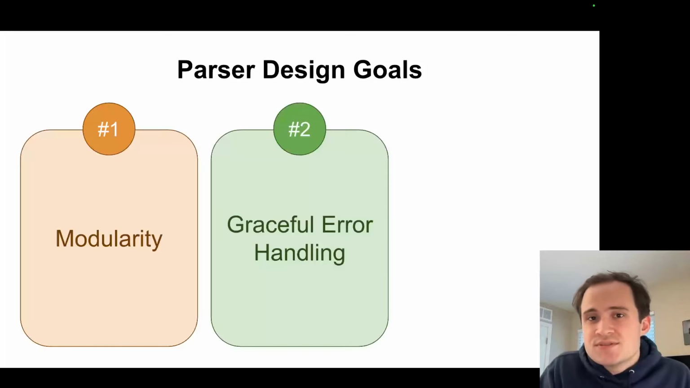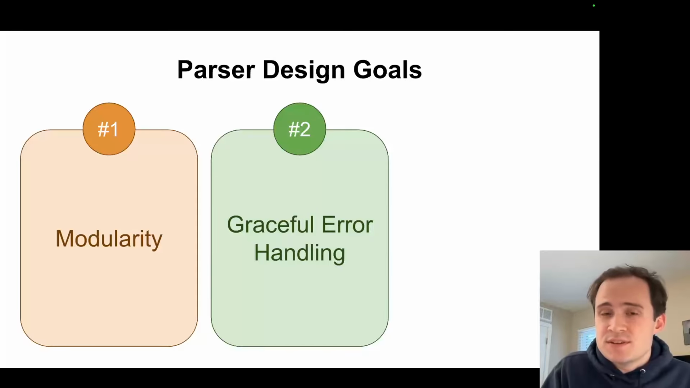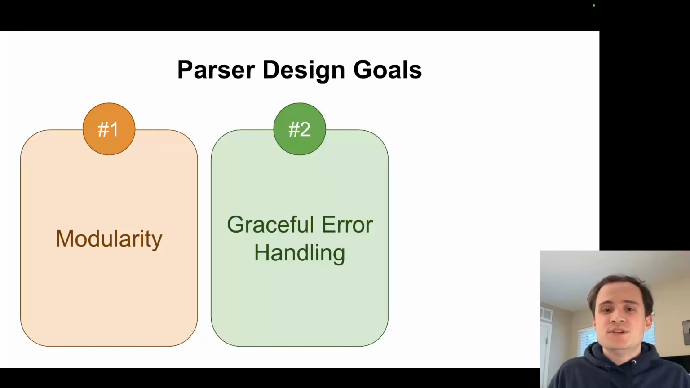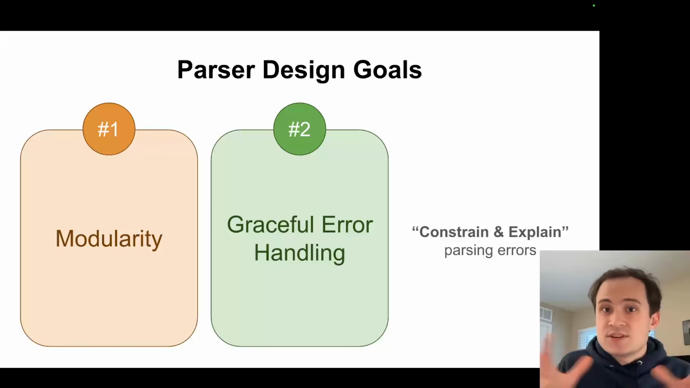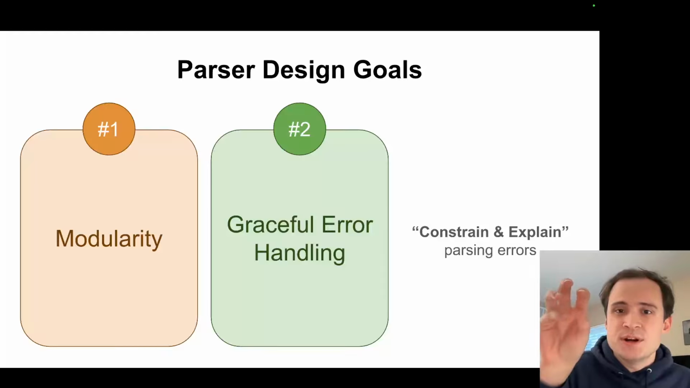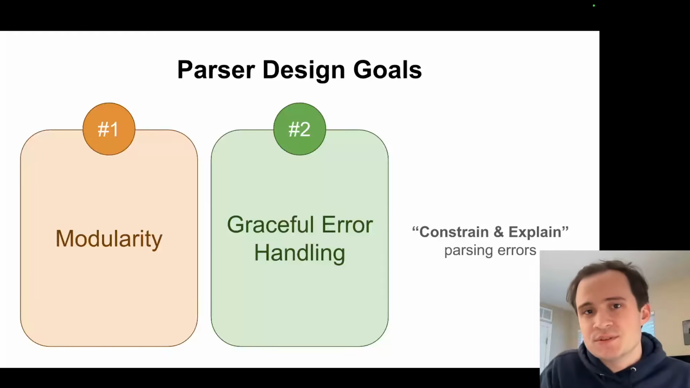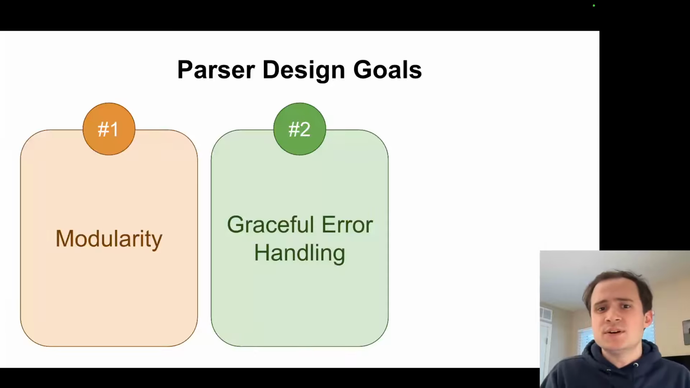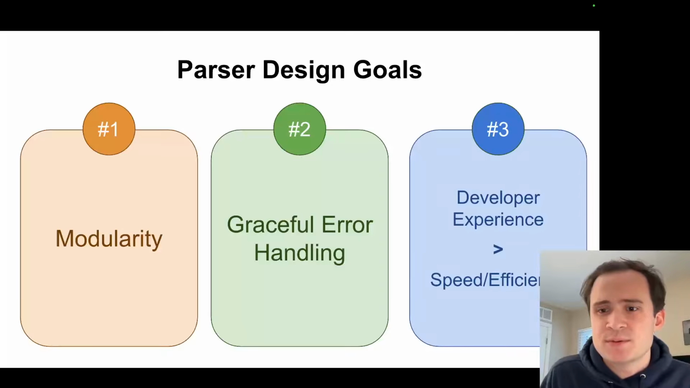Goal number 2, graceful error handling. This is just important for the user experience. If a kid types something wrong or makes a mistake, we should be able to sort of constrain the error, and so parse all the things that are correct. And then in the one place where something is wrong, we should be able to explain exactly what happened with a clear error message.